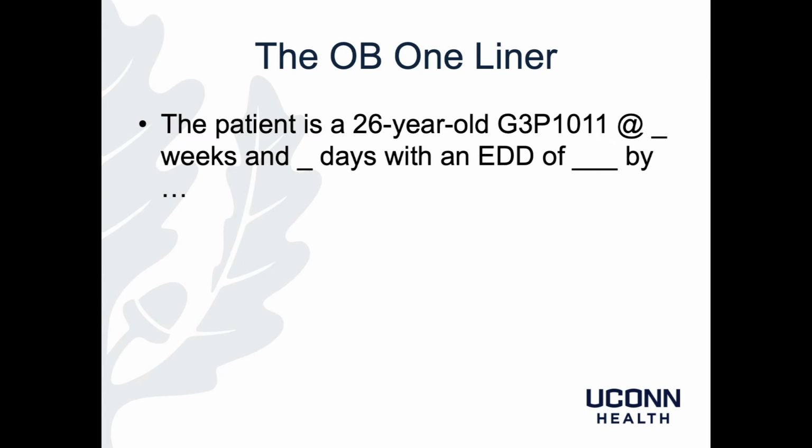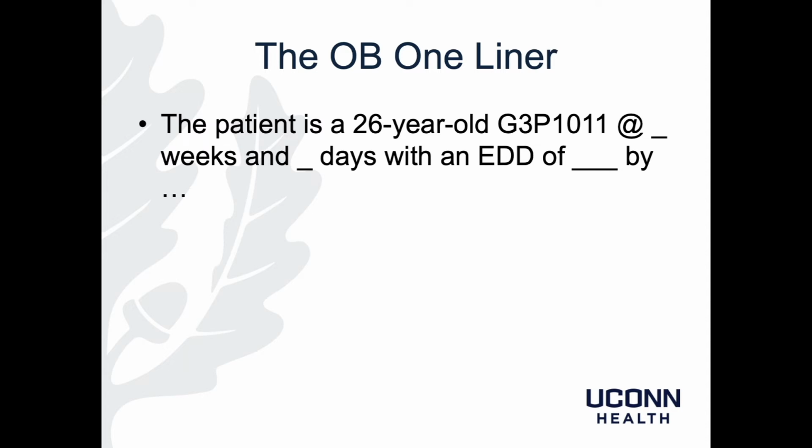All right, so we've made our way through some of the OB one-liner. Let's take on the next part here. So the patient is a 26-year-old G3P1011 at blank weeks and blank days with an EDD of blank by. Okay, there's a lot to unpack there, but not only do I need to know if the patient is pregnant, but I need to know how far along in the pregnancy she is. I need to know if she's first trimester, second trimester, third trimester. And I specifically want to hear it in weeks and days. And then I want to know what her due date is in relationship to how you came up with telling me how many weeks and days she is.